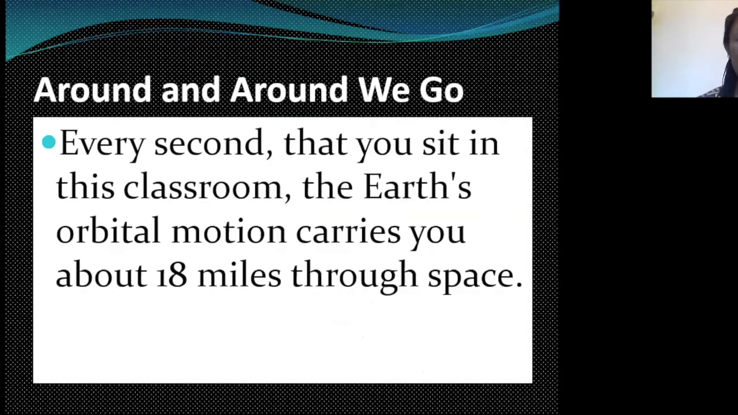Around and around we go. Every second that you sit in the classroom, the Earth's orbital motion carries us about 18 miles through space. Now, how many persons have ever been in a speeding car before? That's fast, but 18 miles is a little slow. Your parents are pressing just a little gas and you're moving at a slow pace. 18 miles is not fast at all. So that's how fast the Earth's orbital motion is.